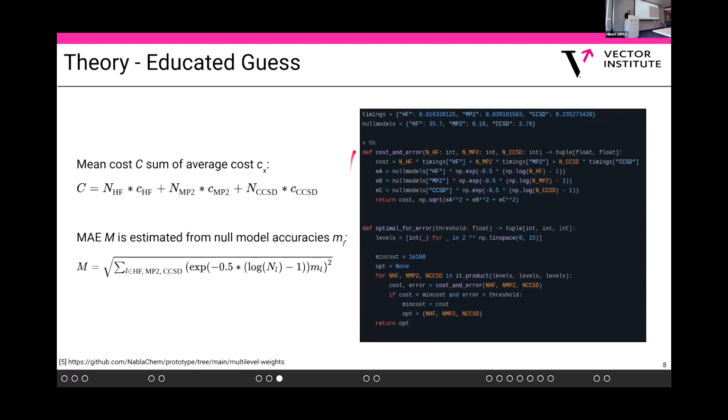So here you can see the code. So we have the mean timings and the null model. You basically do this, this is the cost. It's the same as here. And those three are the null models, looping over those. And in the end, it's just error propagation. Then you loop over different training set sizes. And in the end, it's just brute force. And it gives you an estimate on how you should distribute the training data between those models.